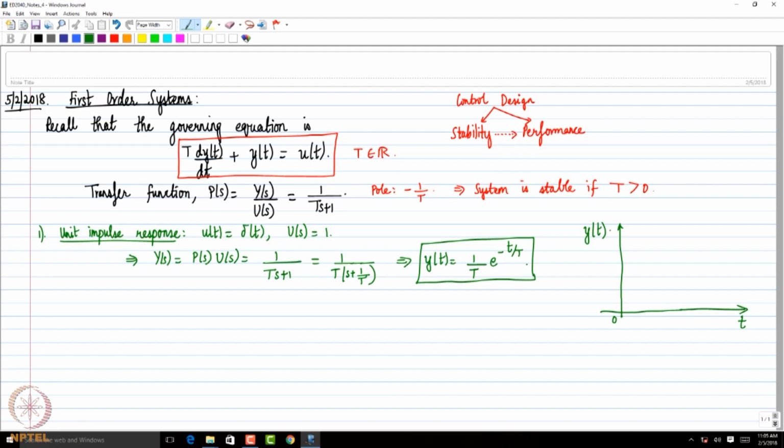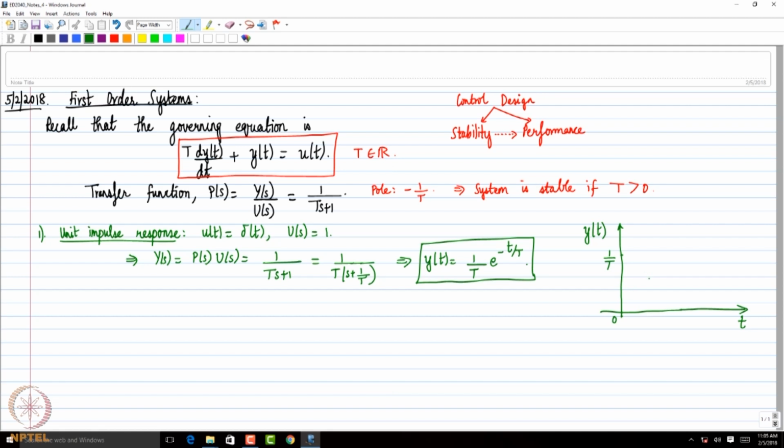That's something we can immediately observe. And what happens at t equals 0? Of course, the initial condition should be 0, but please note that we are giving an impulse input, right? That impulse input, an ideal impulse, almost instantaneously goes to a very high magnitude at t equals 0 and comes back once again, right? Given that, the output is discontinuous at t equals 0. It increases from 0 to 1 over T. That's how it should be interpreted, right?